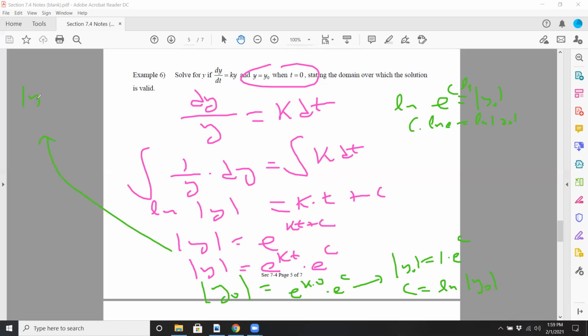So now, when I try solving this, absolute value of y equals e to the kt times e to the c. And remember, c equals natural log of y sub 0. But when you have e and ln, you have ln in the exponent for e, those actually kind of cross each other out. So it becomes y sub 0 times e to the kt. And that's the absolute value of y.